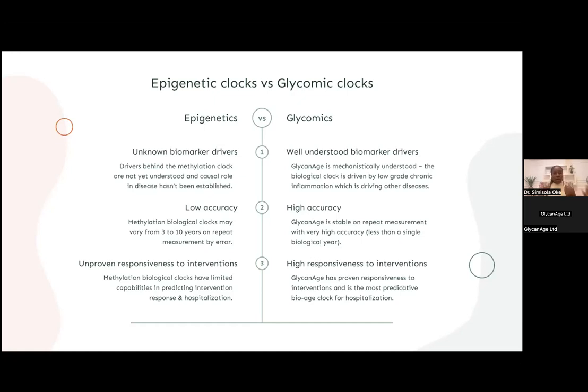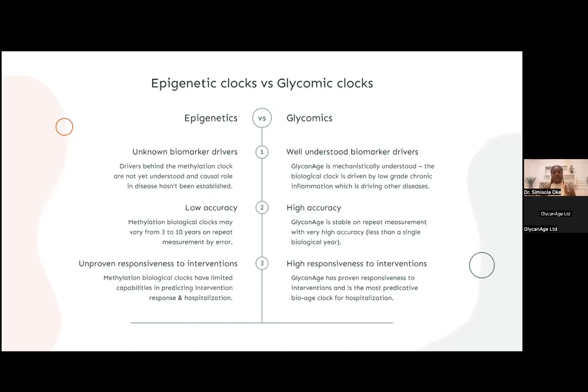Again, the question of low accuracy is highly dependent on which companies you're working with and which epigenetic tests you're doing. And so that's something to also be aware of. And then it's not always responsive to interventions. I mean, there are clocks that have proven responsiveness, but again, because there are so many clocks, it's very dependent on which clock you're looking at.